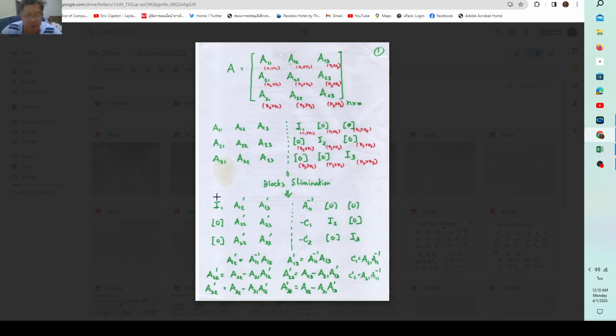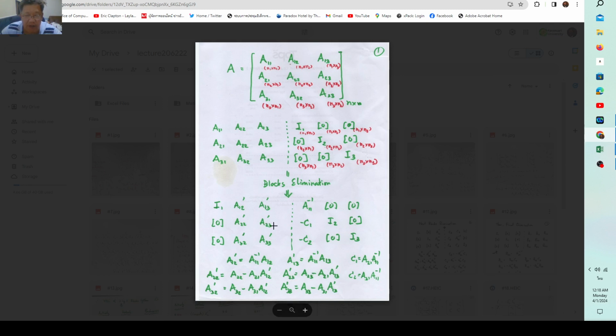But for A22, since A21 needs to multiply A12 prime, A21 times A12 prime, and then subtract from the submatrix of the original A22. So this one becomes A22 prime. This one is equal to A22 minus A21 times A12 prime. Similarly for A23, A23 prime becomes the original A23 minus what? A21 times A13 prime over here, right?